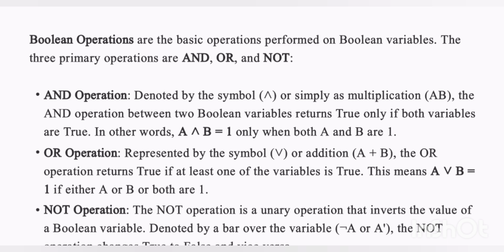OR operation, represented by the symbol or addition, A plus B. The OR operation returns true if at least one of the variables is true. This means A OR B equals 1 if either A or B or both are 1.